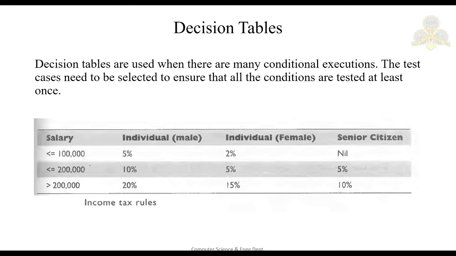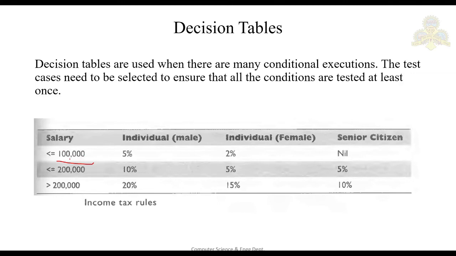So for example, you need to choose the test cases for an individual male. Okay, I'll consider this one. With salaries less than or equal to 1 lakh, less than or equal to 2 lakh, and greater than 2 lakh, you have to check all these conditions. Again, for this condition, you have to check true or false: give a salary less than or equal to 1 lakh, and then give a salary greater than 1 lakh. Then again, you have to give the salary which is equal to 1 lakh. So likewise, you have to test.